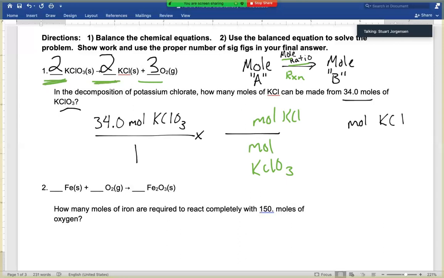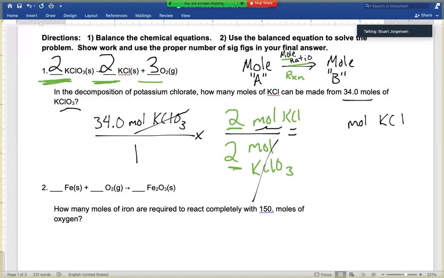Well, then if we had 2 moles worth, which is still just a number, an amount, of potassium chlorate, it would make 2 moles worth of potassium chloride. And I know what you're thinking: Mr. Jorgensen, this seems silly, 2 divided by 2. So here's our 2 moles of potassium chlorate, equal to 2 moles of potassium chloride. Looking at my units, my moles of potassium chlorate cancel, and now I'm in the unit that I want.